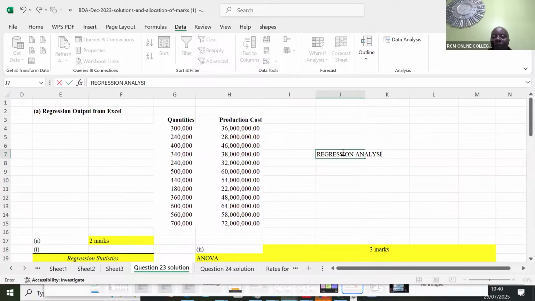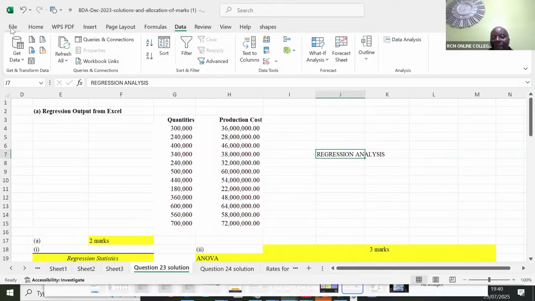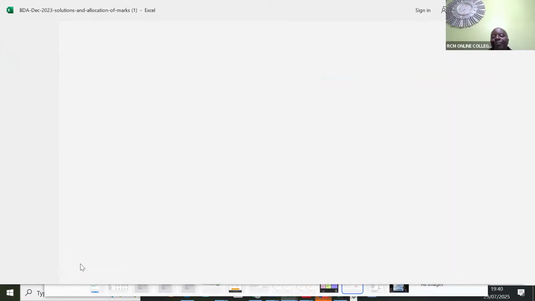How do we do this? It's very easy. I'm sure most of you don't have this data analysis tool. So come here, click here, and then straight away you go to options. Go to File, please, and then you go to options. Like now you can see I don't have options here, but there is a "more". When I click on more, I'll be able to see the options there.